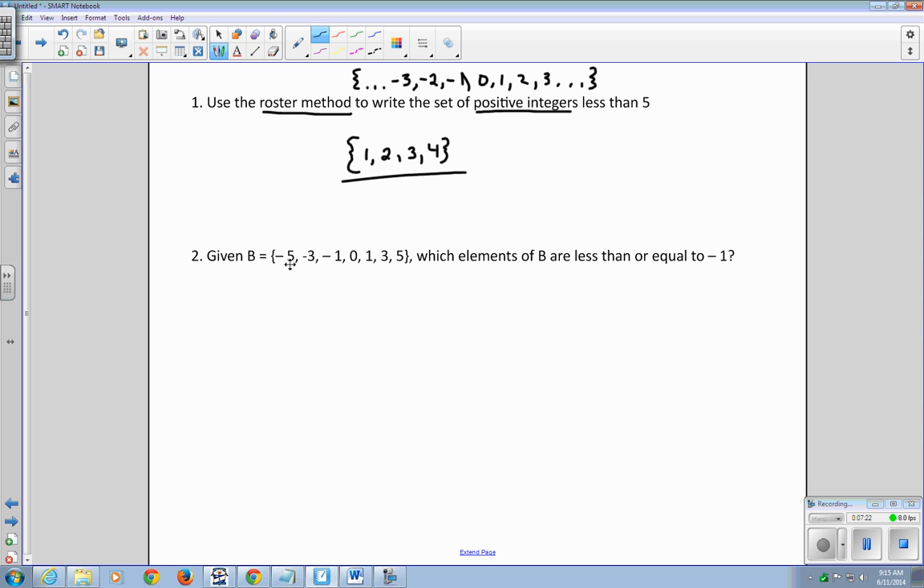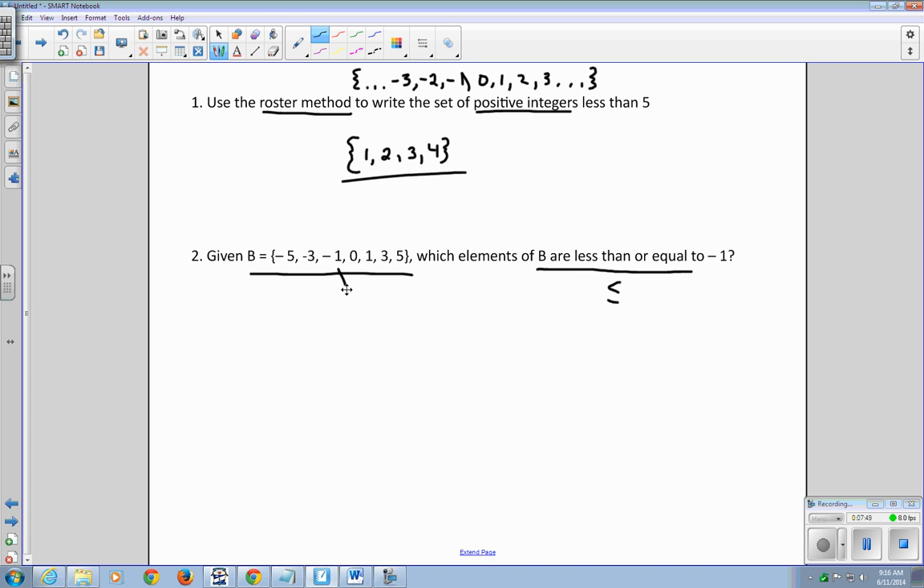Now, on this set right here, we might ask, well, all right, here's a given roster of numbers. It looks like we've got a set of integers. Looks like they are odd numbers, positive and negative, between negative 5 and positive 5, including those. So we ask, well, which of these elements are less than or equal to negative 1? Well, in this case, when we say less than or equal to, we're asking you which numbers, including negative 1, are going to be in this set.